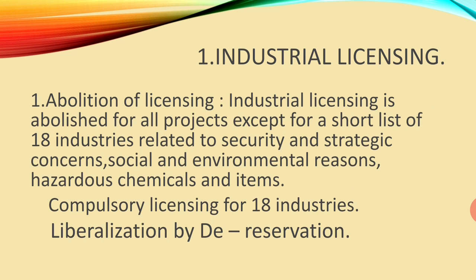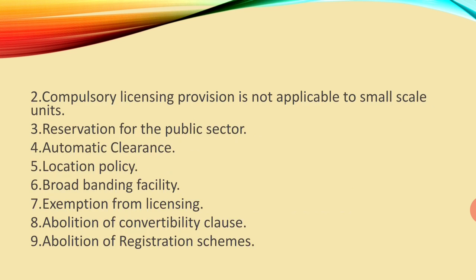The first one is industrial licensing. Here we discussed abolition of the licensing system and compulsory licensing for 18 industries, liberalization by reservation. Compulsory licensing provision is not applicable to small scale units, reservation for the public sector, automatic clearance, location policy, broad banding facility, exemptions from licensing, abolition of convertibility clause, abolition of registration schemes.